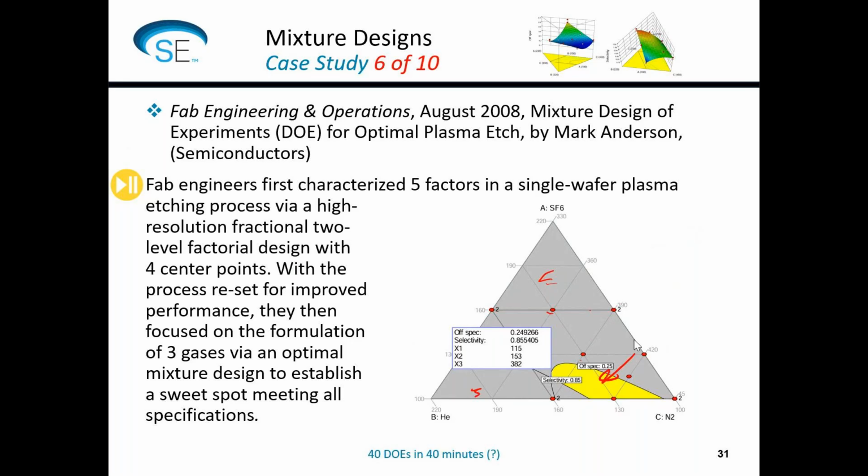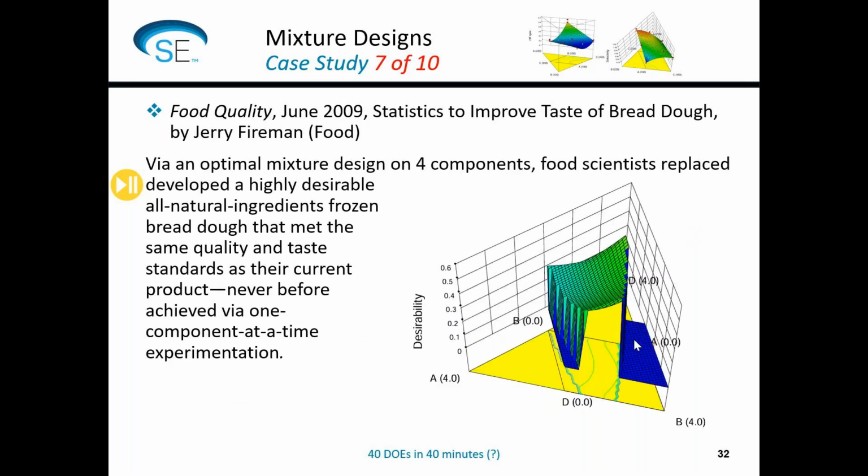This is actually a mixture of three gases. The interesting thing here is they first characterized process factors and got the process lined out. Then they turned their attention to the gases. And this is kind of a common combination of things. Maybe you optimize the formulation, then you develop the process, but you can also do combinations of the two, as I have one case study for combinations.